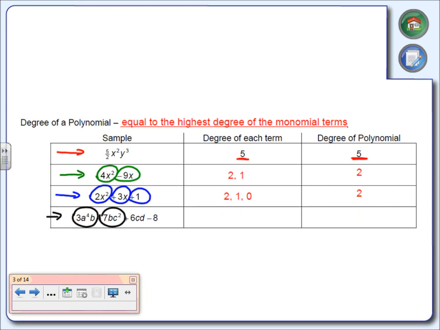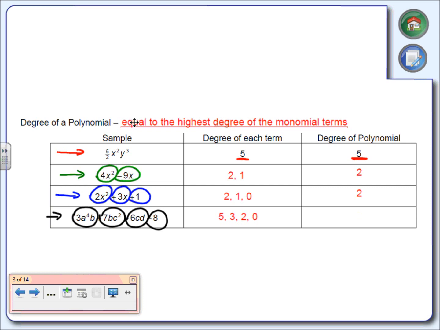What's the degree of this term? 3. The degree of this term is 2. And the degree of that last term is 0. So the numbers we should have written down are 5, 3, 2, and 0.